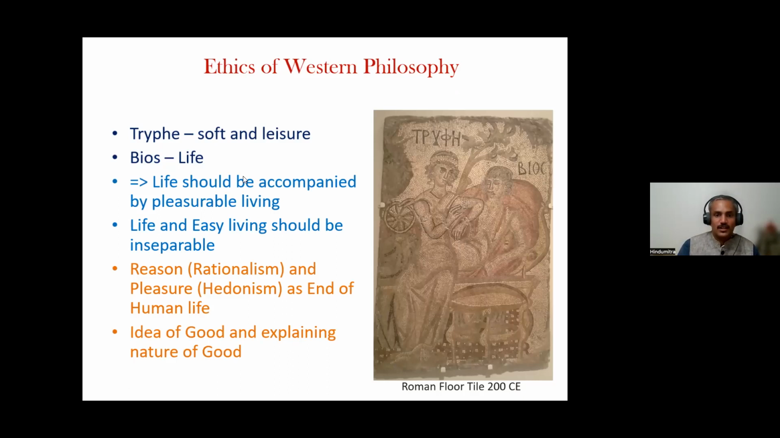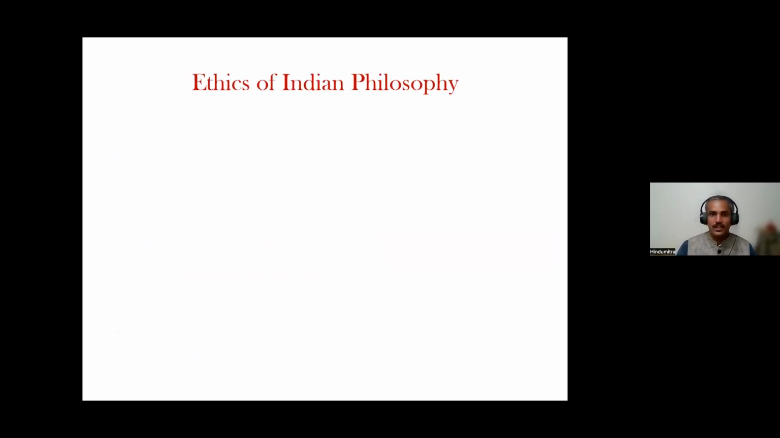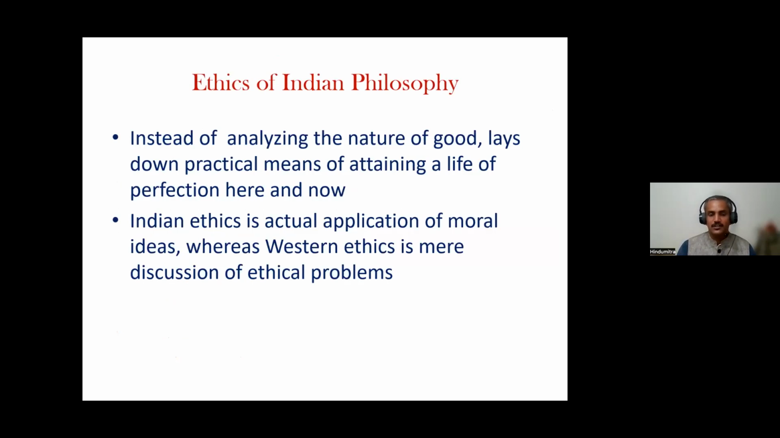So the Western philosophy goes like this. Life should be accompanied by pleasurable living. Life and easy living should be inseparable. And that means rationalism and hedonism, which is pleasure, as the end of human life. So these two represent the end of human life. What is the purpose of life? The purpose of life is to gain pleasure and live.